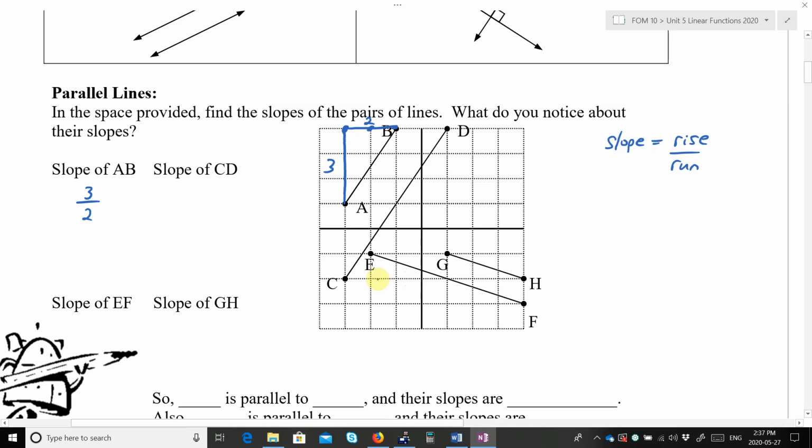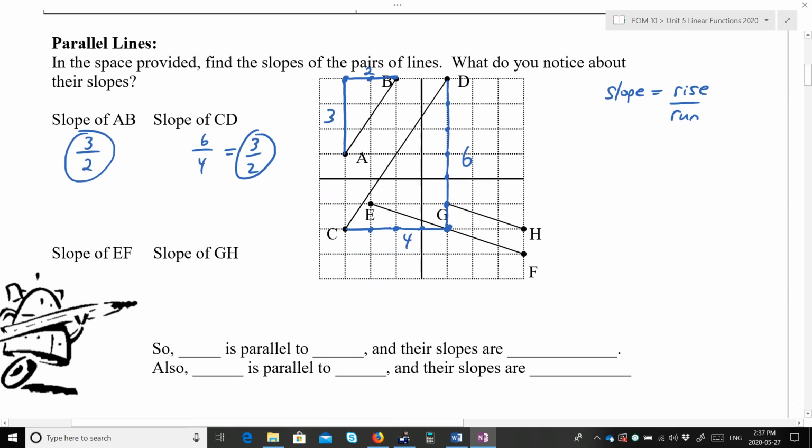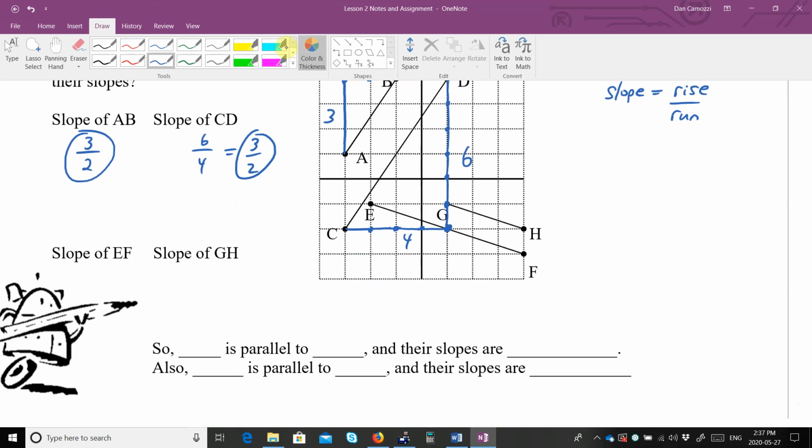And the slope of CD we could do like this. Notice it goes 1, 2, 3, 4 to the right, and 1, 2, 3, 4, 5, 6. We've got 6 this way and 4 this way. Okay, so the slope is rise over run, 6 over 4, which is also equal to 3 over 2. Okay, let's check out EF and GH.